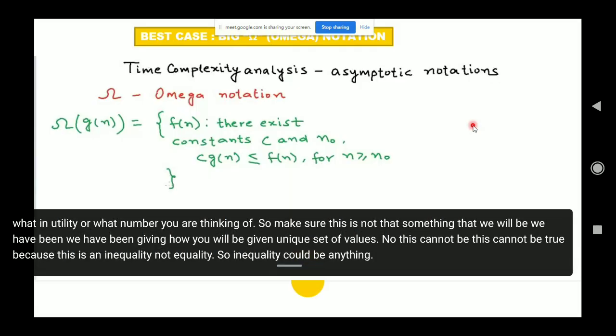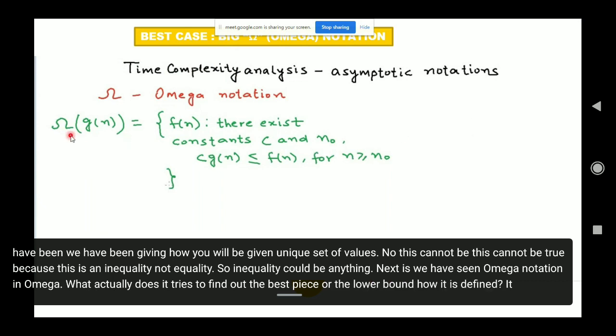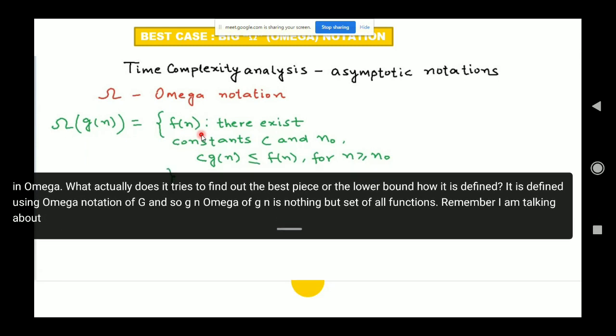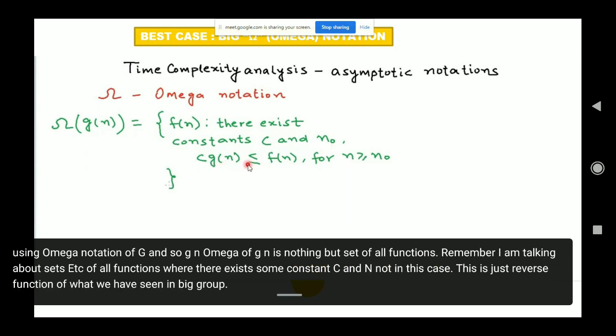Next, we have seen omega notation. In omega, what it actually does is try to find out the best case or the lower bound. It is defined using omega of g(n). So omega of g(n) is nothing but a set of all functions. Remember, I am talking about sets, a set of all functions where there exists some constant c and n naught. In this case, this is just the reverse of what we have seen in big O. Here c g(n) will always be less than f(n) for all values of n greater than n naught.